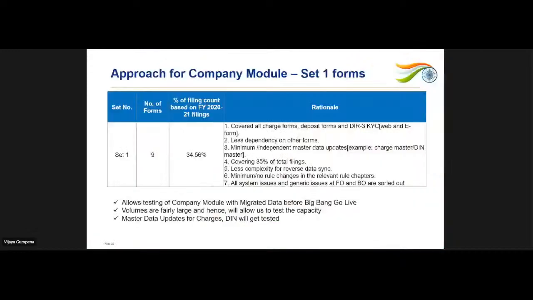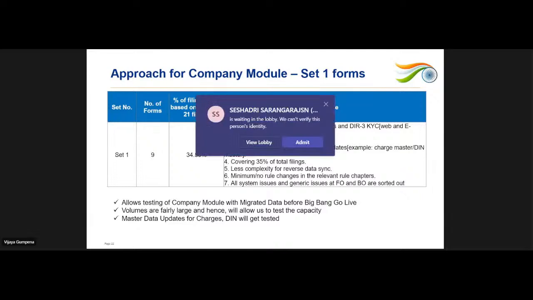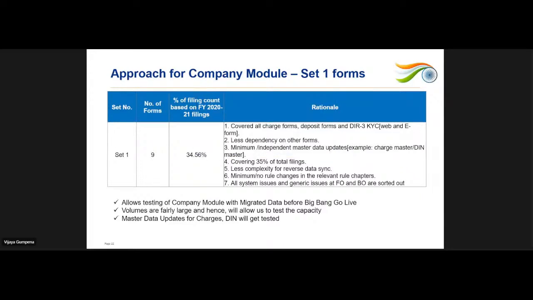So we'll now move on to the company module set 1 forms. To begin with, as GS sir and Rajneesh mentioned, we are in the V3 module, and we are going live in a phased manner. As far as the company module is concerned, we all know that we have around 100 plus e-forms on the MCA portal as of today. What made us pick these 9 forms, which we are calling set 1 forms, we will talk about for a few minutes.